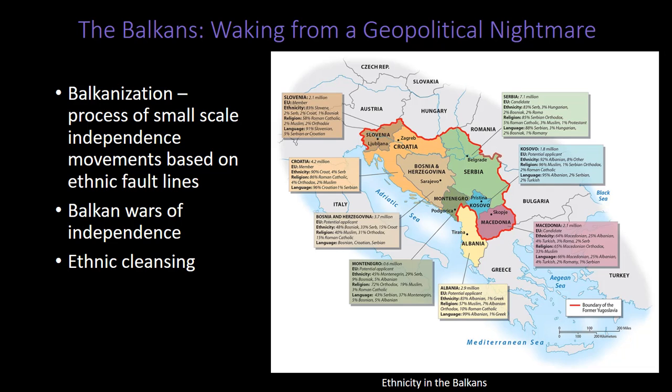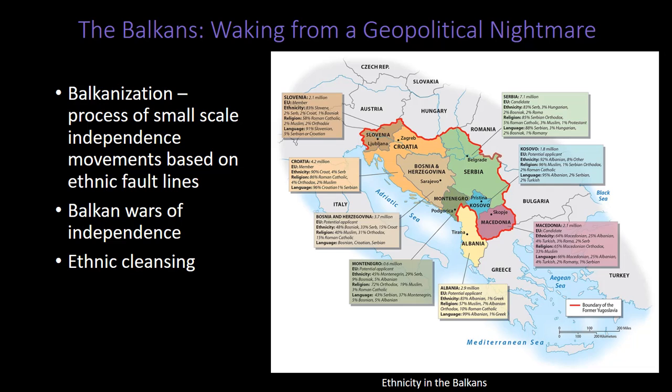And this map gives you a breakdown, but look at Kosovo, for example. Kosovo has 1.8 million people, and it's talking about its EU potential as a candidate or a potential applicant. But the ethnicity of Kosovo, 92% are Albanian, 8% are other.